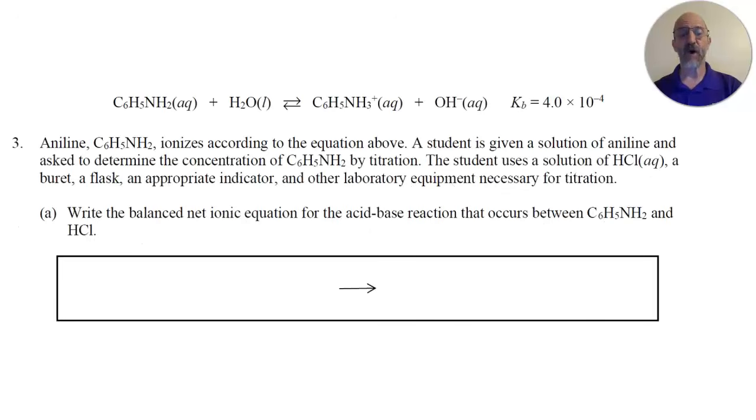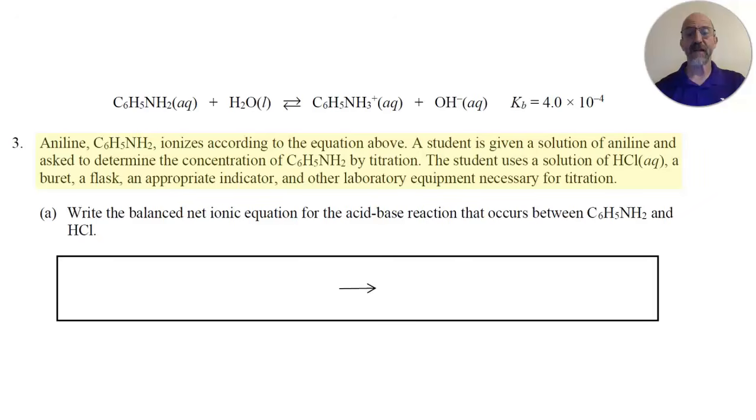Now it is time to move on to question 3. In question 3, it says that aniline, which has the chemical formula C6H5NH2, ionizes according to the equation above. So we can tell that aniline behaves as a base. We can see a Kb for this reaction, and whether it's a strong base or a weak base, hopefully you know the answer to that question.